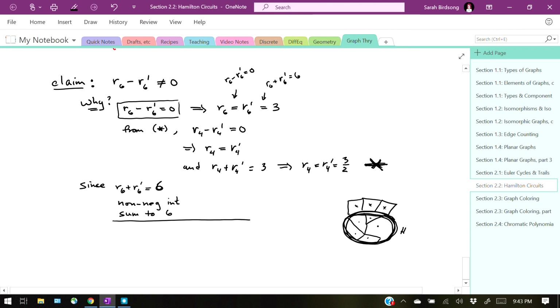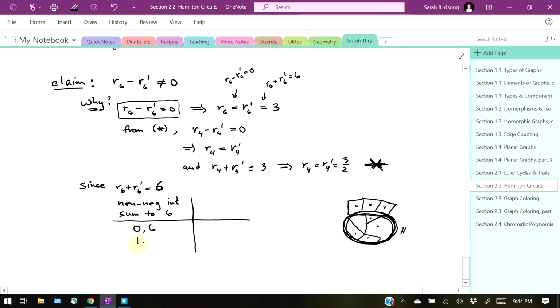Okay? And the Hamilton circuit can't cut through a face because it follows edges. That's why you can't have this 3/2. Now, if you look at your pairs of non-negative integers that are going to sum to 6, so possibilities for solutions for R6 and R6 prime, what can you have? Well, you could have 0 plus 6, so either all the faces could be inside the circuit or all the faces could be outside the circuit.